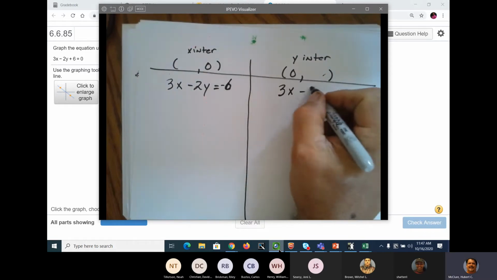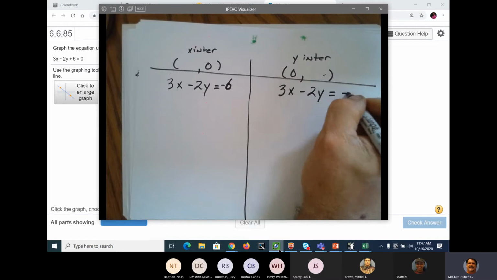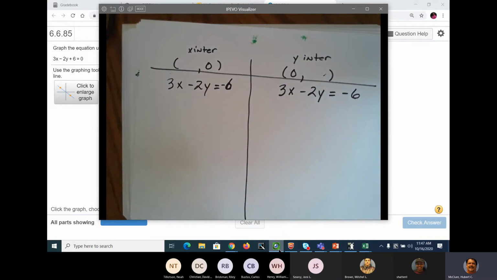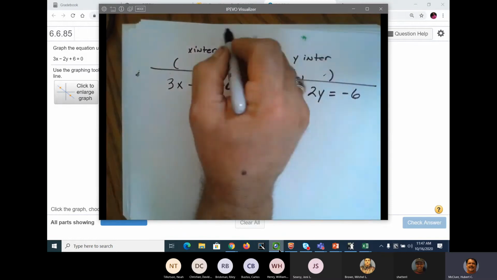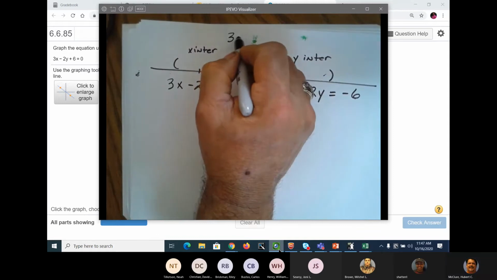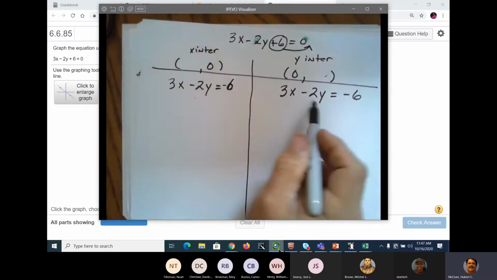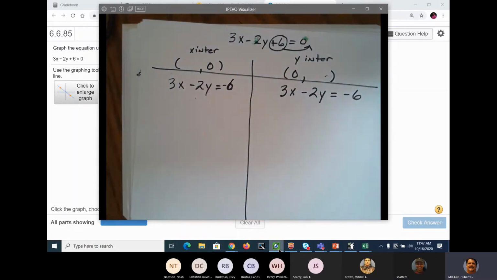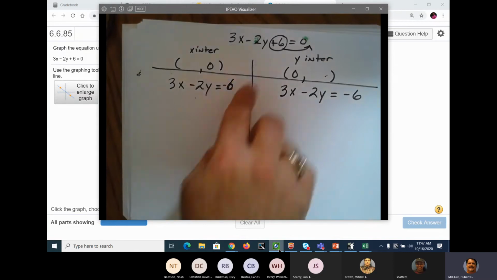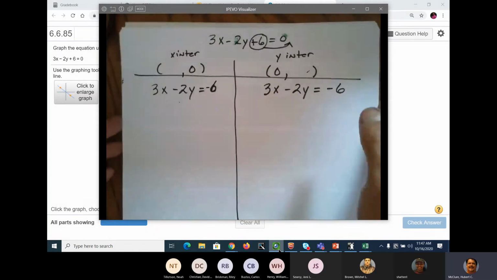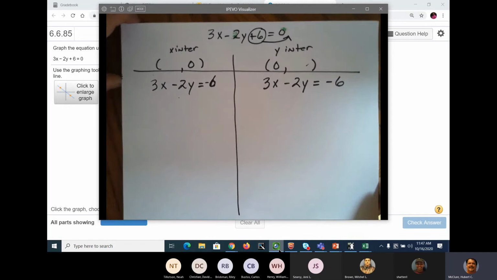3x minus 2y is equal to negative 6. So before you start the problem, 3x minus 2y plus 6 is equal to 0. You have to take that 6 and bring it over here. Okay, and I don't like to do questions like that because it's kind of like tricking the student. I don't like doing that.